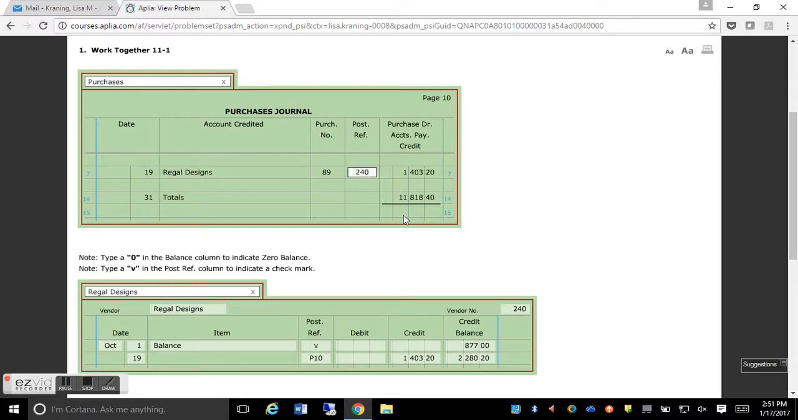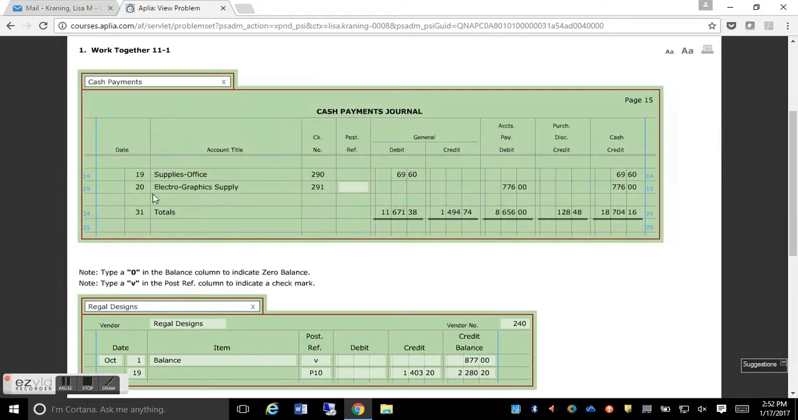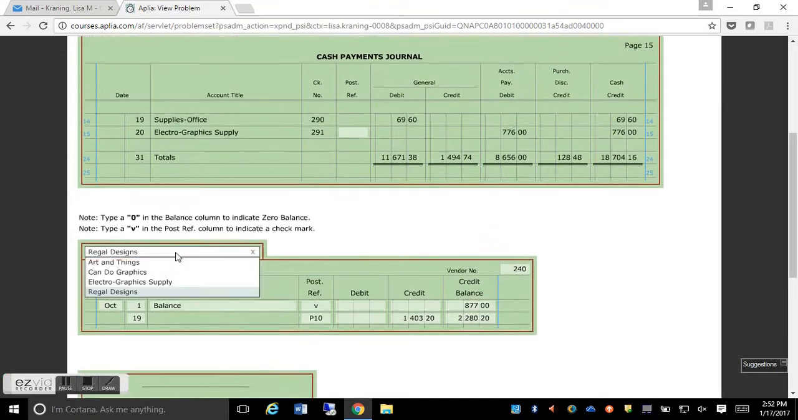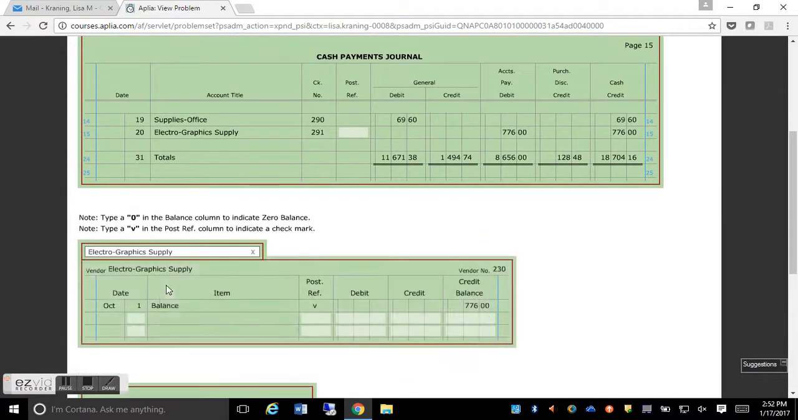Instruction number 3 says, post the accounts payable debit entry on line 15 of the cash payments journal to Electrographic Supply. So you will come up here, go to the cash payments journal, find line 15, the 20th, Electrographics. You will come here, find Electrographics. The date, the 20th. It is coming from Cash Payments Journal, page 15. So in your post reference, you will put CP for cash payments, 15 for the page number.